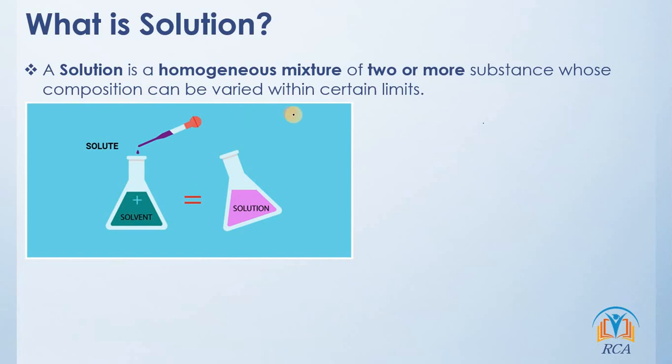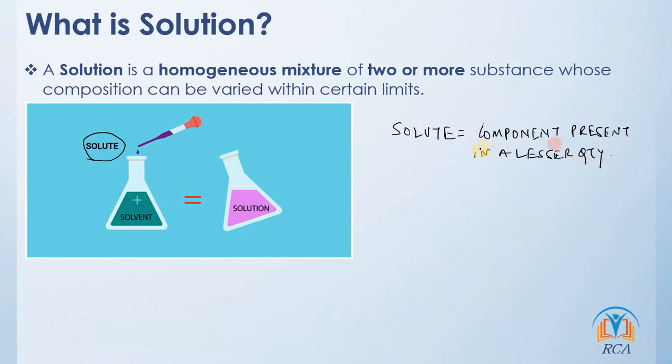Now, a solution is a homogeneous mixture of two or more substances whose composition can be varied within certain limits. Now, we already know these things, right? We see in this diagram that we have a solute. Now, what is a solute? A solute is a component which is present in a lesser quantity, right? We already know this. Solute is a component which is present in a lesser quantity.